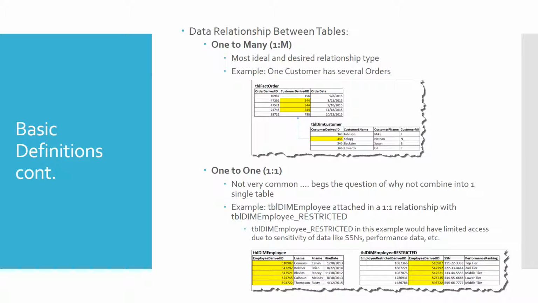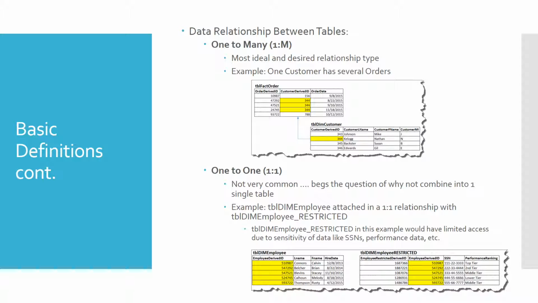With a one-to-one relationship, this is where you have the same number of records in table A versus table B. And you have to ask the question, why would we have this situation? And we should challenge these type of setups because they're not normal in a database.